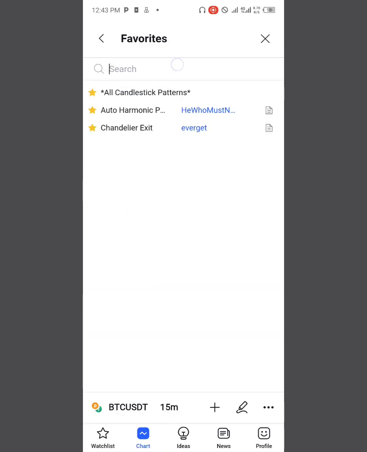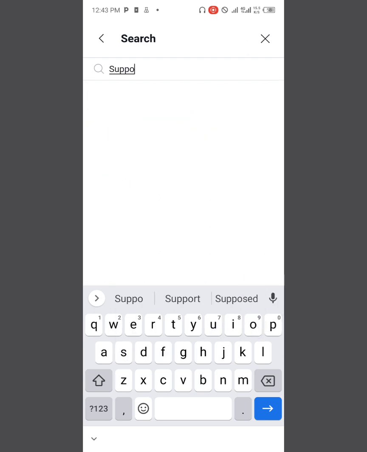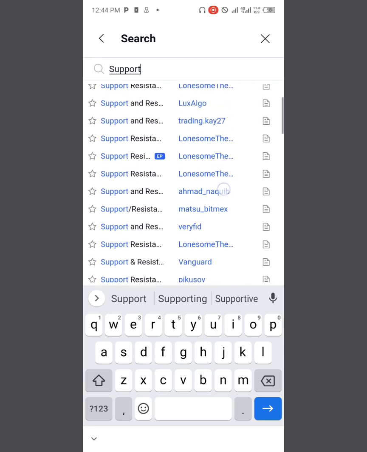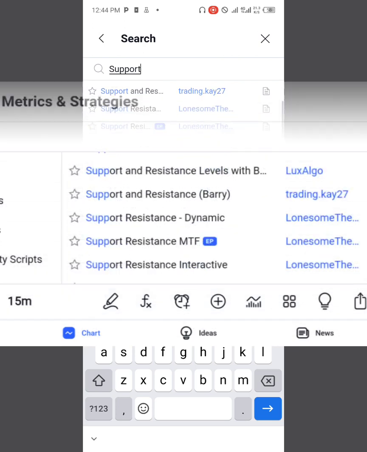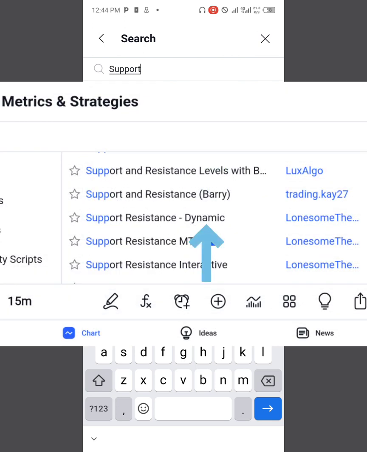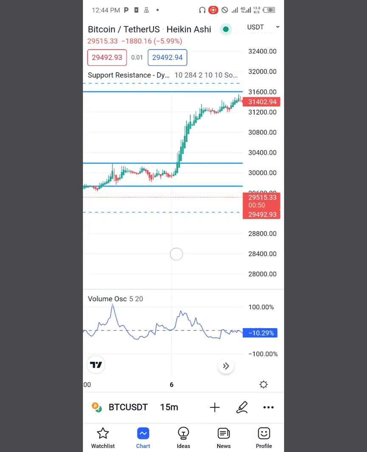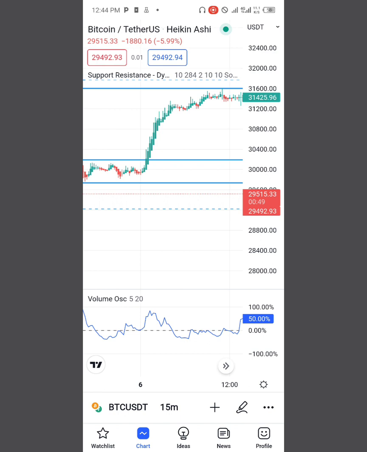look for support and resistance dynamics. Just search for it here. You're going to see it. Support and resistance dynamics. You are going to see your indicator right here, and then plot it. You do not need to edit this. It's already good to go like that.